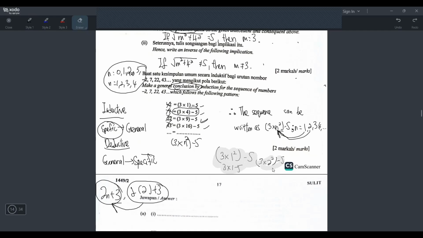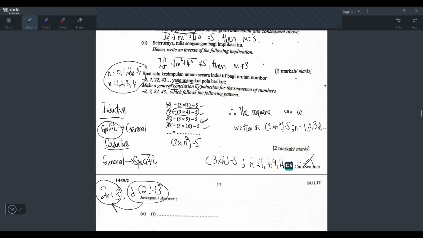Okay, I want to explain what if I write like this. Is this correct? I want to ask you, what if I write like this? The formula, I write 3 times n minus 5. And then I write n equals 1, 4, 9, 16. Is this correct? No, this is wrong.